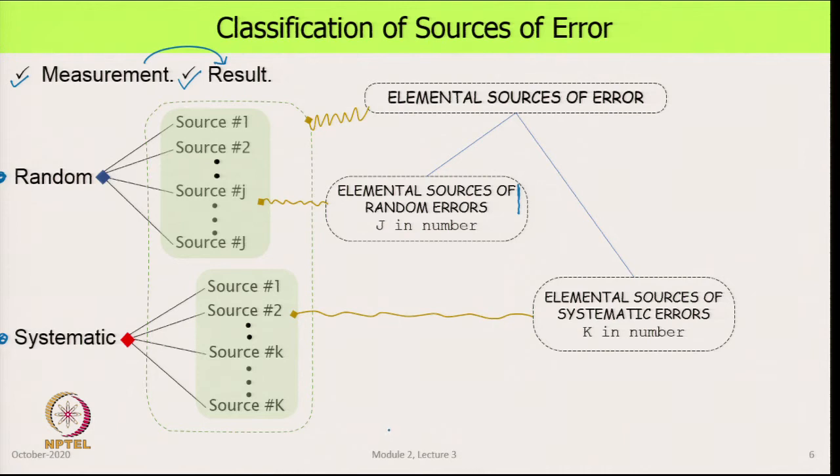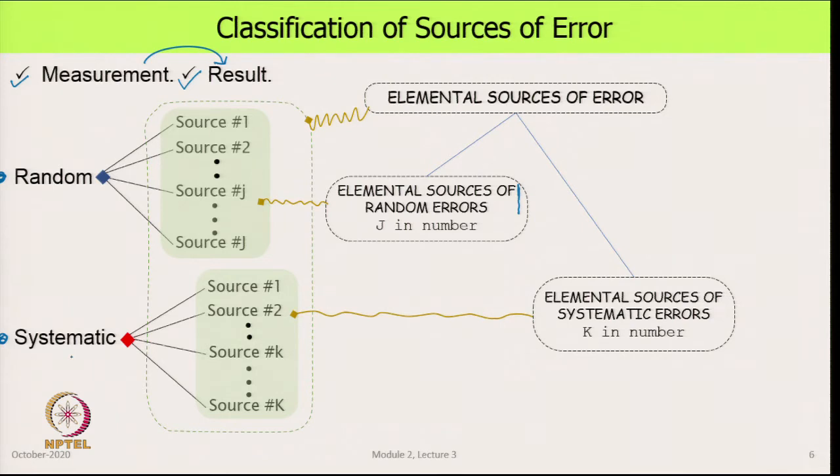Elemental sources of random error, and these we say are j in number, which is the first source of elemental random error, second source of elemental random error, so on, and finally, the jth source of elemental random error. What it tells us is that if it was a measurement x_i, then x_i has a random error which is coming from this particular source of error.